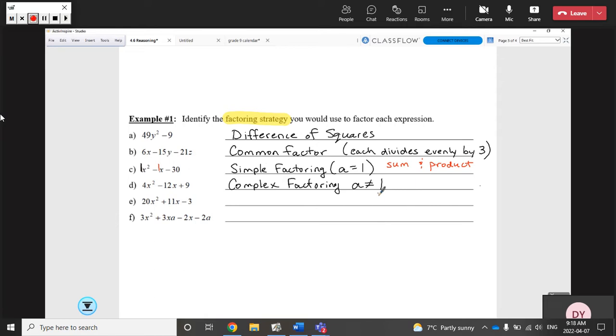Okay, how about the next one here? 20x squared plus 11x minus 3. Well, 11 is prime. There's no common factor here. This one also is going to be complex factoring. A does not equal 1. And this last one here, there are 4 terms. When there are 4 terms, we use that group factoring method. We will group the first 2 terms, factor them, and then group the second 2 terms and factor them. So far, so good? Great.